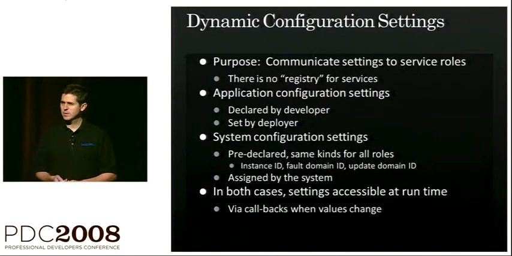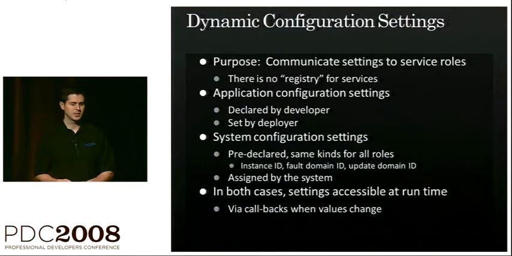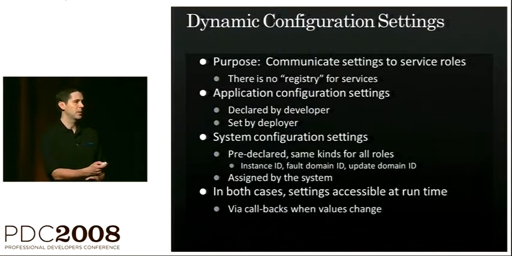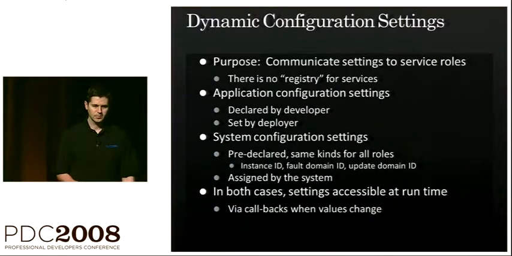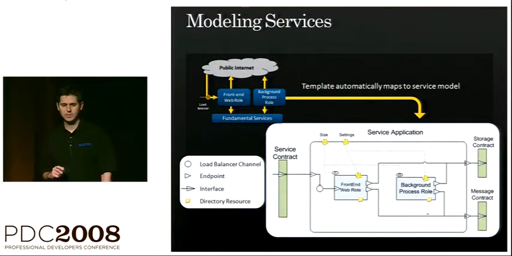There's different types of configuration settings. There's a type that you create yourself. You can have all kinds of application settings. And there's well-defined system configuration settings. So the system configuration settings refer back to the number of fault domains, update domains, the number of instances of roles. The application configuration settings are basically anything that you want and that your application needs. All of those settings are available at runtime to your role.